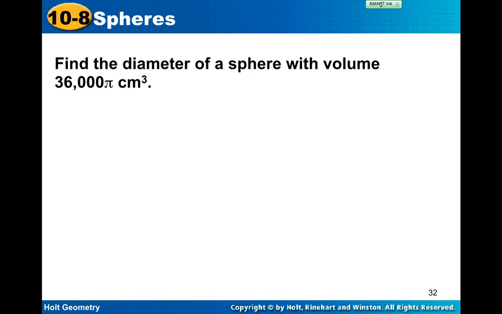All right, let's do another one. Make sure you can calculate right. I guess this one's a go backwards. Probably going to write it down. Find the diameter of the sphere. The volume is 36,000 pi. So put 36,000 pi equal to the formula.